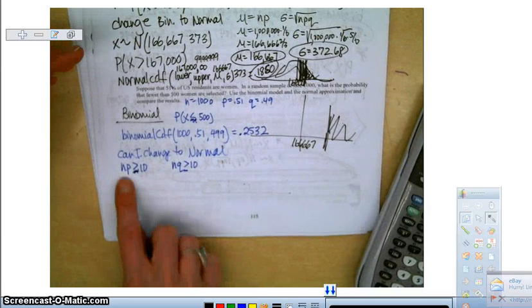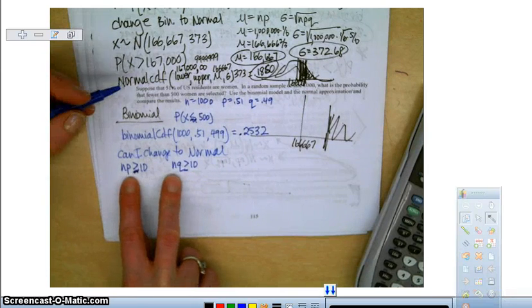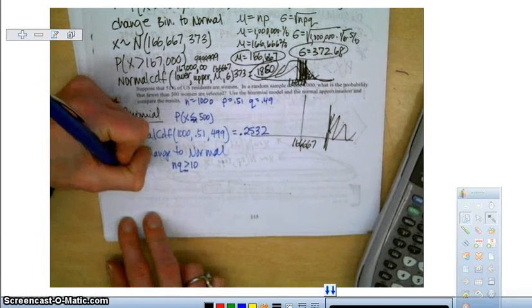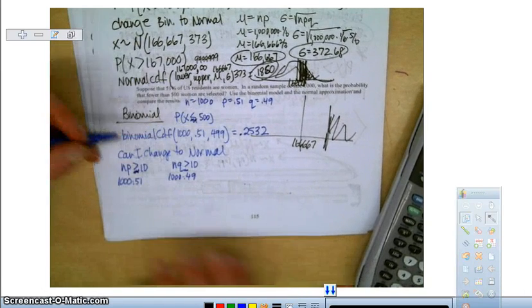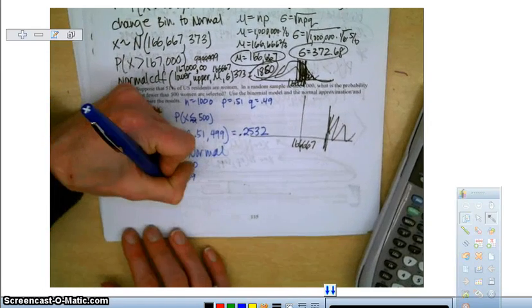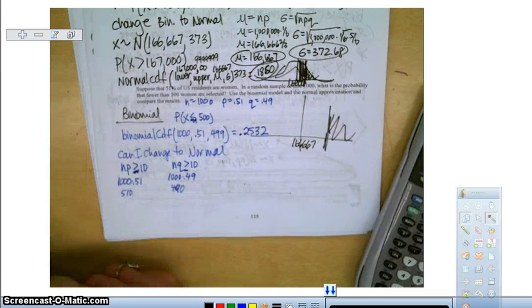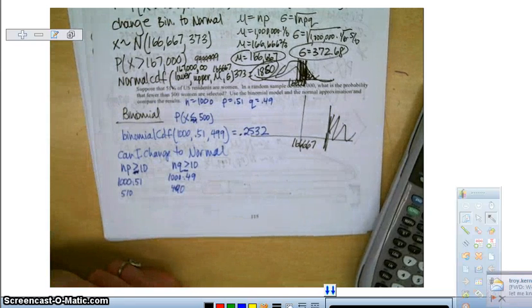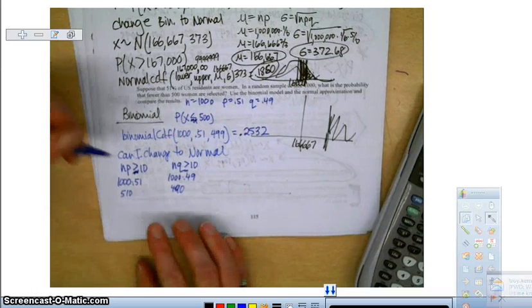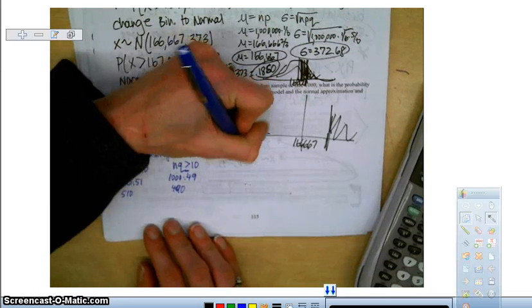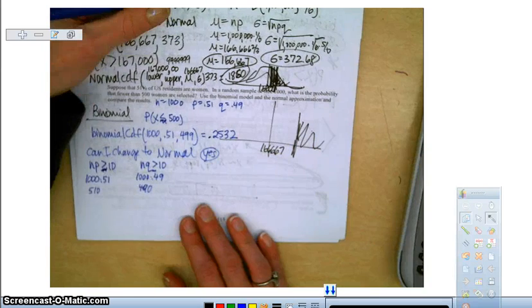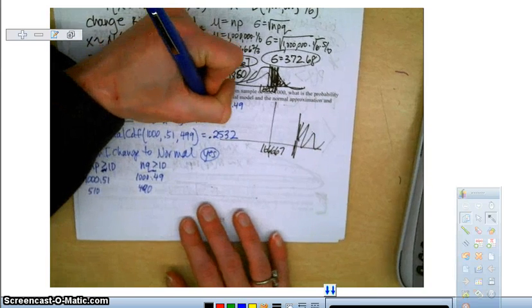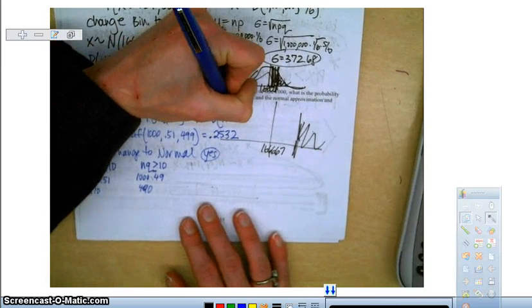So my N in both cases is what? 1,000 times 0.51 and 1,000 times 0.49. Isn't that 510 and 490? Aren't they both greater than 10? So is it okay to change this binomial to a normal model? Yes. Gotta check that.